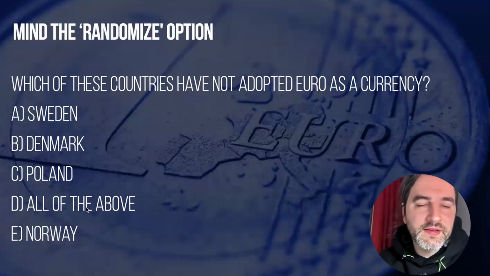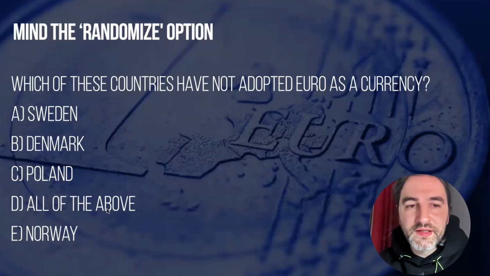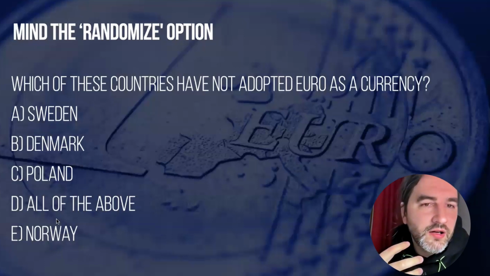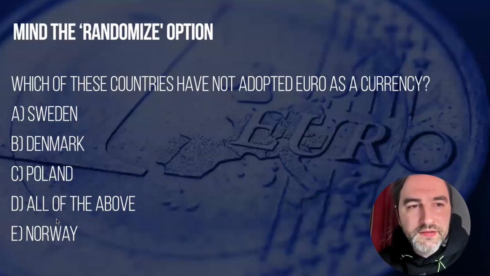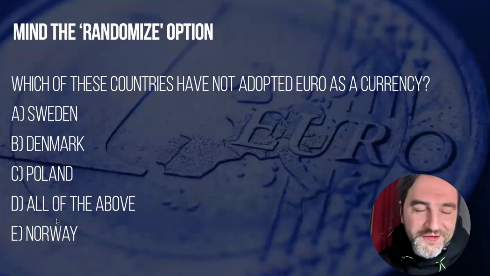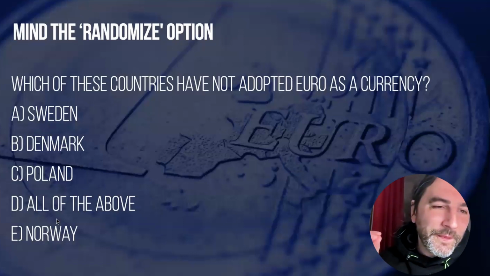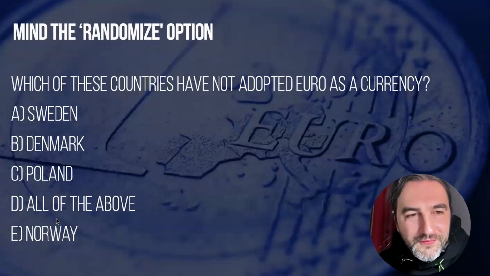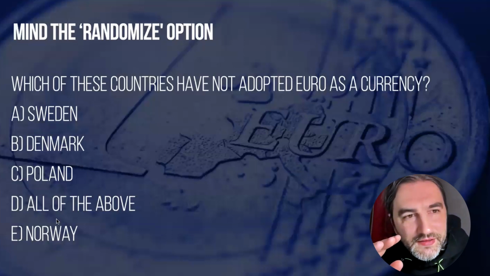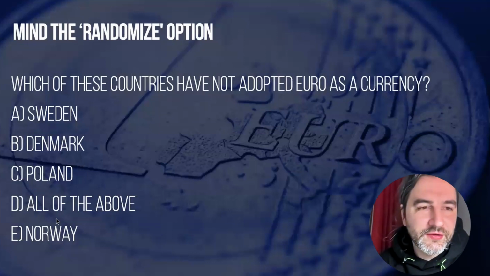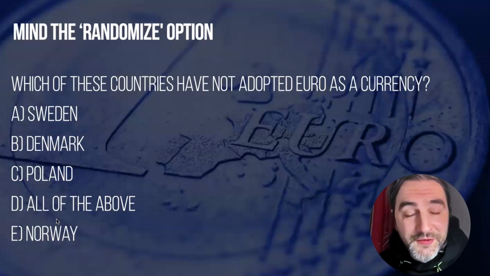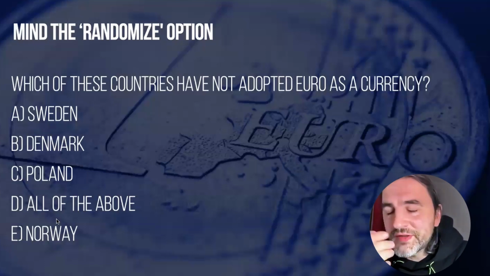end up with something like this, where all of the above is the correct answer because all of the 4 countries are Euro countries, or rather none of them are Euro countries, sorry. And option D is the correct one, but if you read this as an A, B, and C only, and Norway is out of all of the above, then it makes no sense to anyone who knows their facts about these countries.